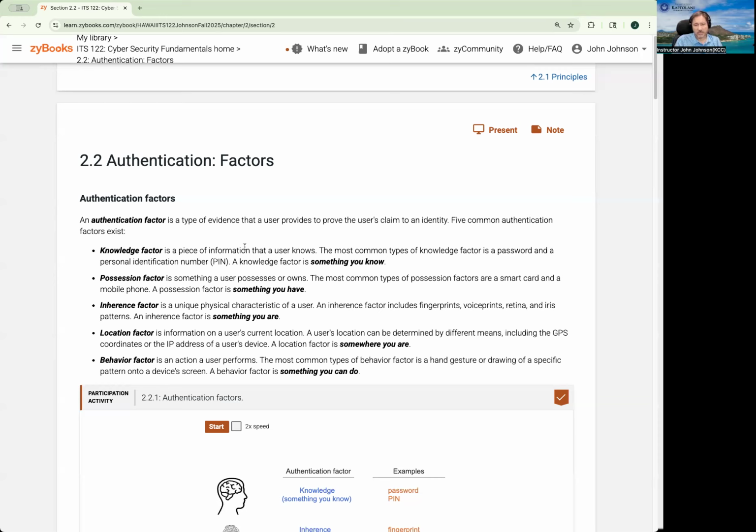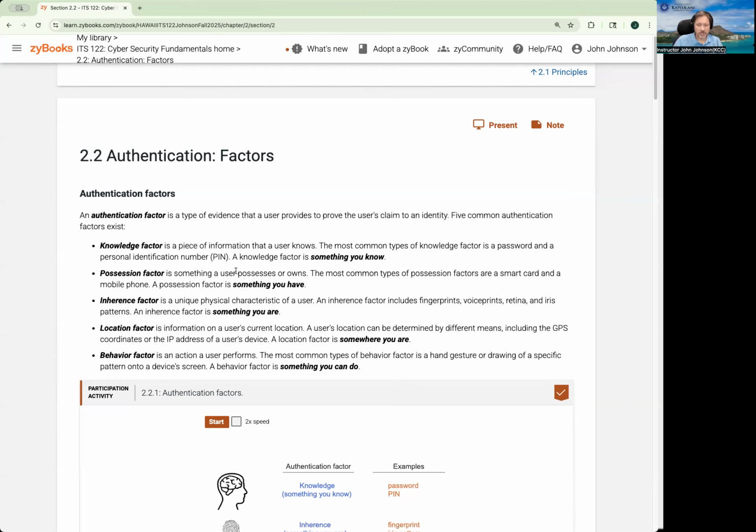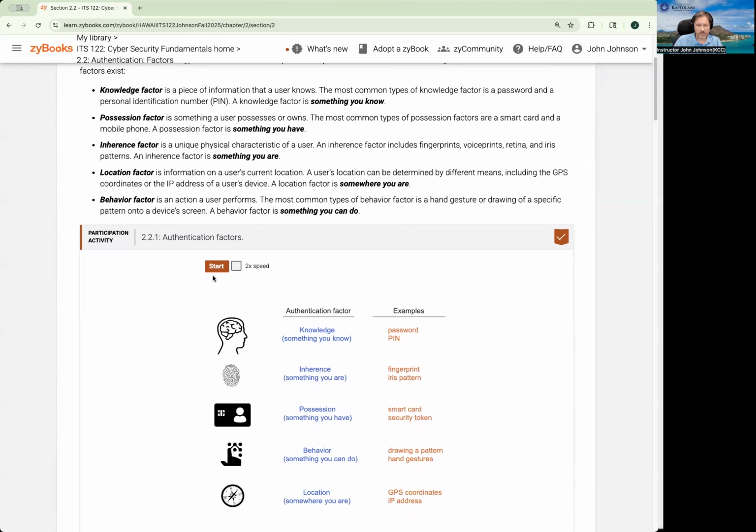Another thing is the behavior factor, and that's something that you can do. So it's an action that a user performs, and that can be a hand gesture, like a Jedi, you haven't seen us here kind of thing. Or it could be a drawing pattern or something like that on a device's screen. So that's behavior factor, something that you can do. And we'll take a look at that right here in our participation activity.